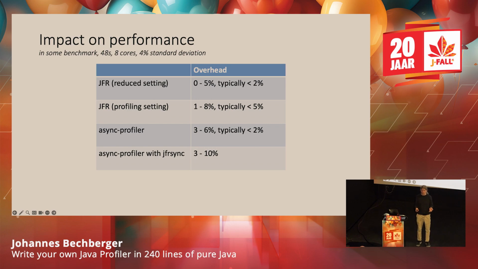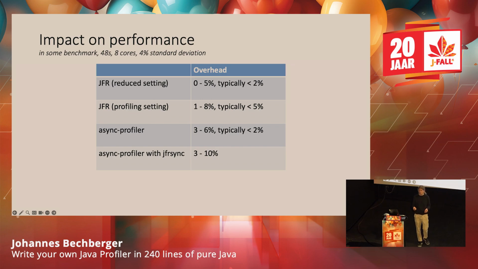One of my colleagues works on garbage collectors, so he helps customers fix problems with garbage collection, and he uses all the GC information all the time, but you probably won't in your day-to-day work. And I usually would recommend async profiler with JFR sync or async profiler alone, because it's the best solution in the open source world that we currently have out there.